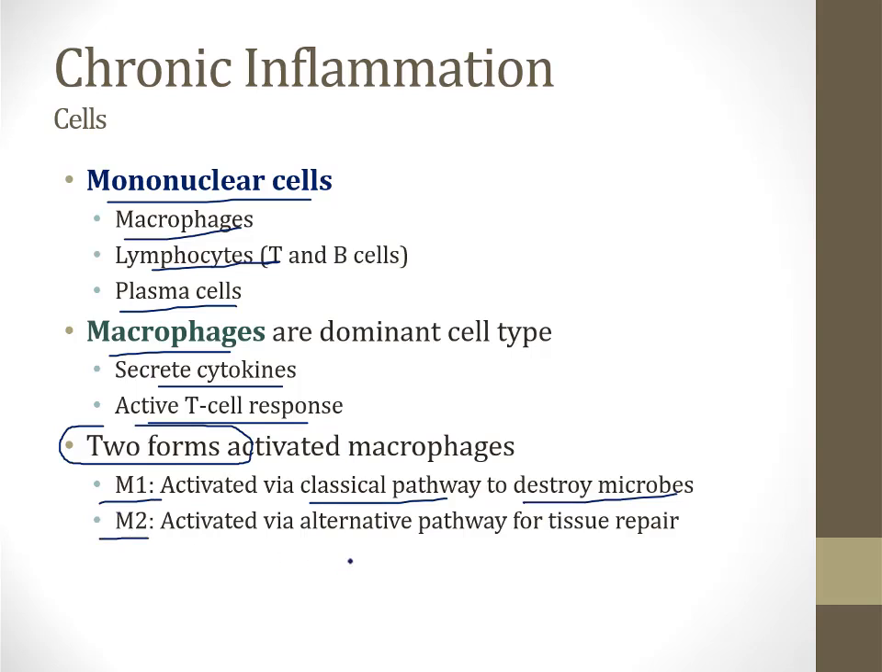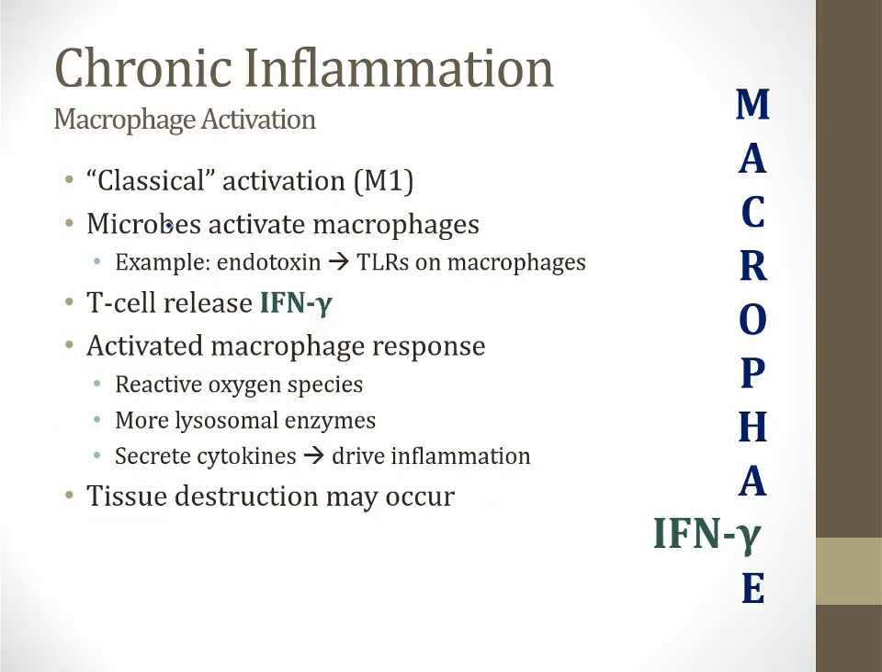These are activated via what's known as the alternative pathway, and their role is mainly tissue repair, not destruction of microbes. Just like there is a classical and alternative pathway for activation of the complement system, there is also a classical and alternative pathway for activation of macrophages. Let's talk first about the classical pathway. This generates so-called M1 macrophages.